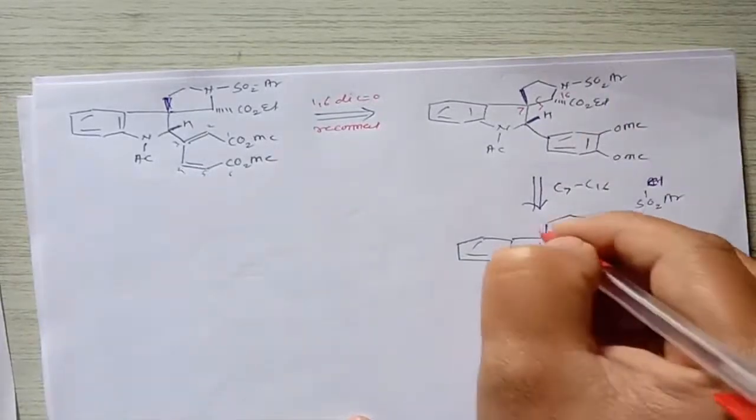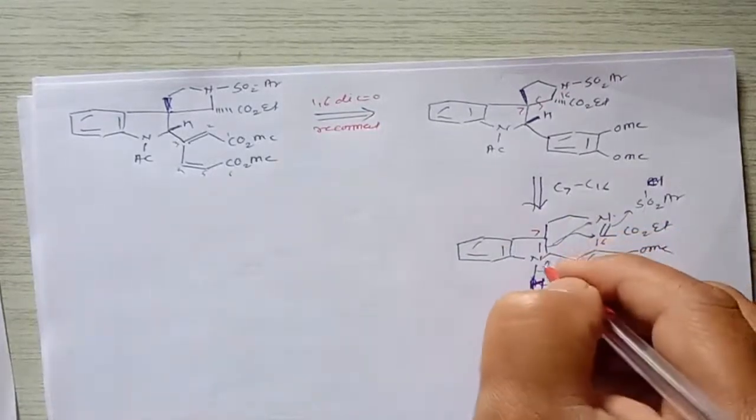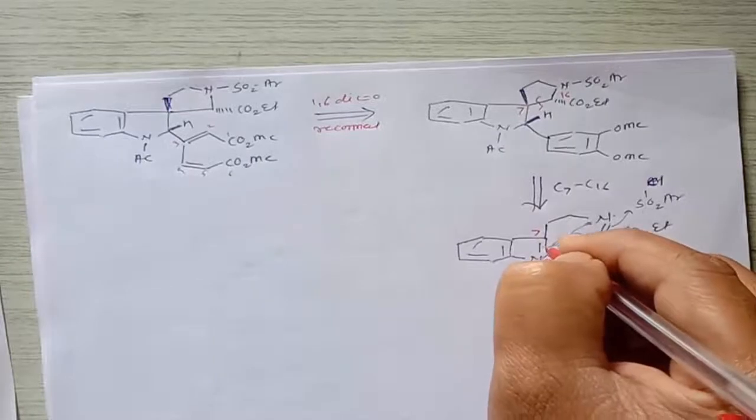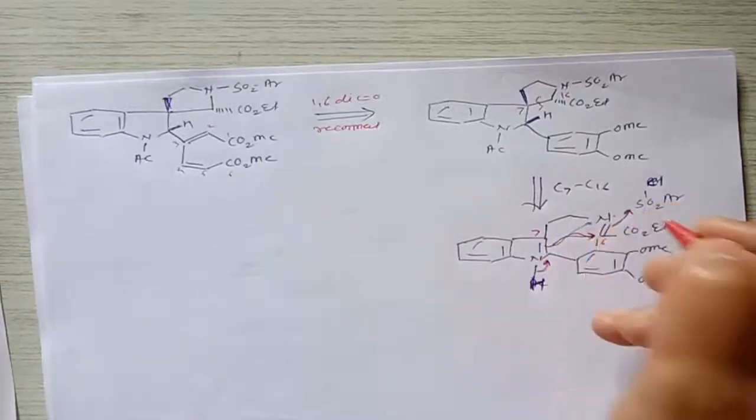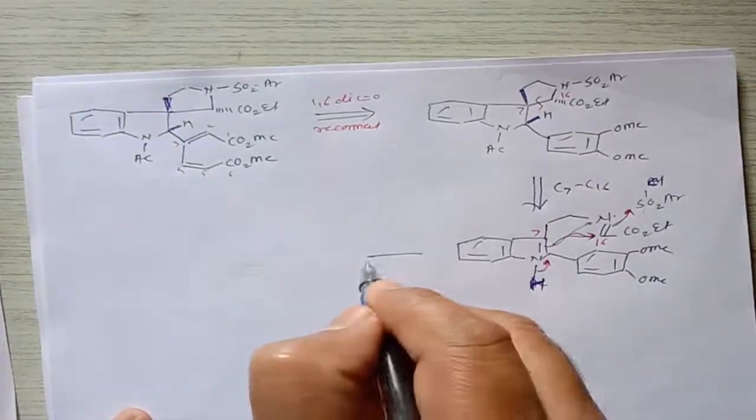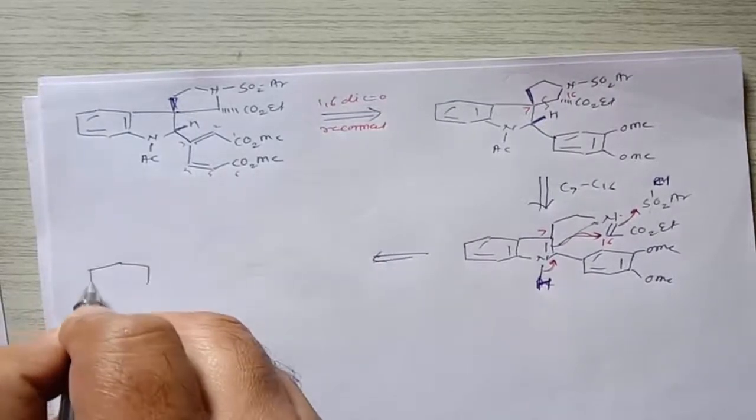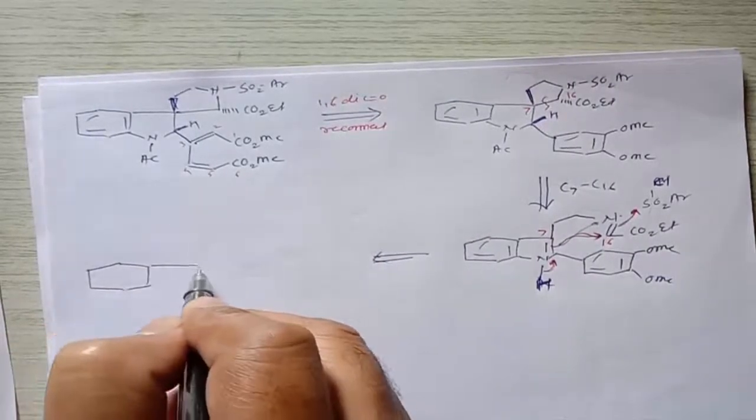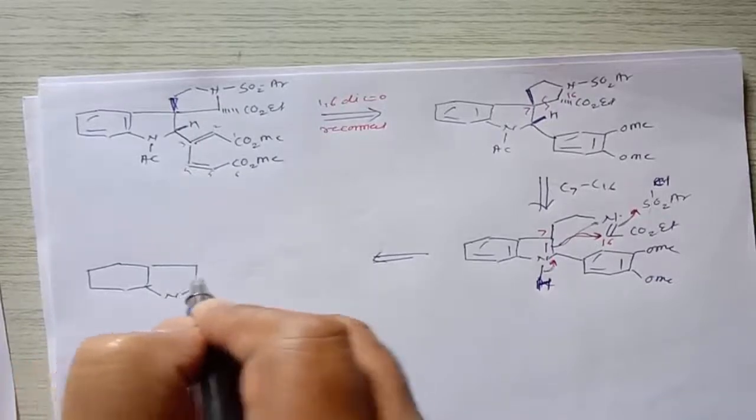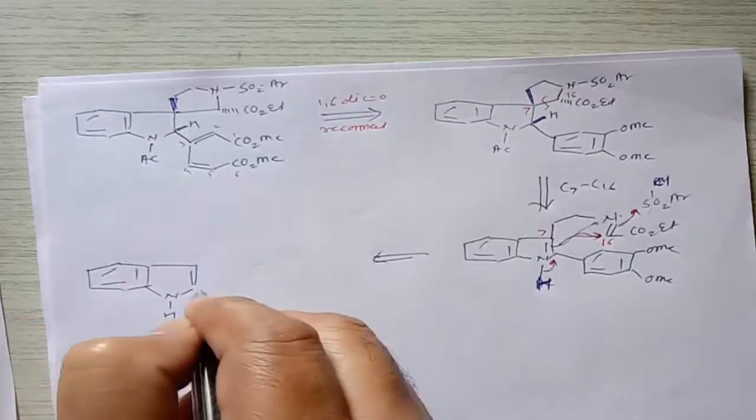If you see the numbers, this is carbon number 7, this is carbon number 16. So after shifting of this bond, then this bond will attack here, and it will attack on this SO2 group. Then it gives formation of imine, and its synthetic equivalent, if you see, looks like a molecule like this, containing this aromatic ring. Then this is a 5-member ring which contains a double bond. This is the aromatic ring. Here is nitrogen.